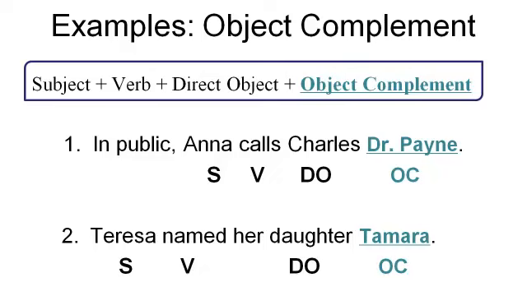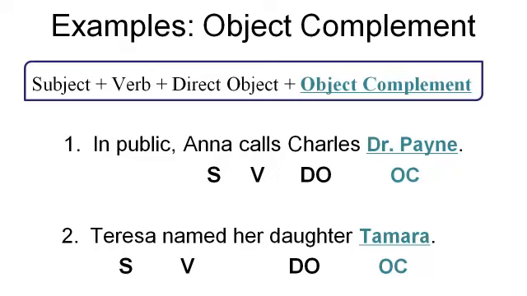Teresa is the subject. Named is the verb, daughter is the direct object, and Tamara is the object complement. Tamara further describes daughter. So the word Tamara specifically gives you the daughter's name, and daughter is the direct object. So here you see the relationship between direct objects and object complements. Notice that without the object complement, you would have an incomplete thought or an incomplete sentence.